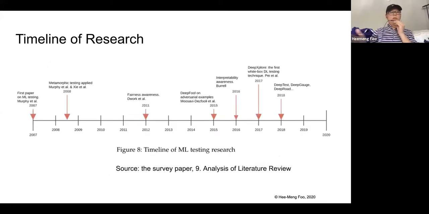So, the timeline of research. Like I mentioned previously, the first paper was published in 2007, and then sometime in 2008, we see the first time that metamorphic testing was applied, and I'll talk a little bit about metamorphic testing in a bit. And then awareness of issues like fairness, and then there were a number of other milestones like adversarial examples, interpretability, and so on and so forth. Now, I'll cover most of these in these slides.